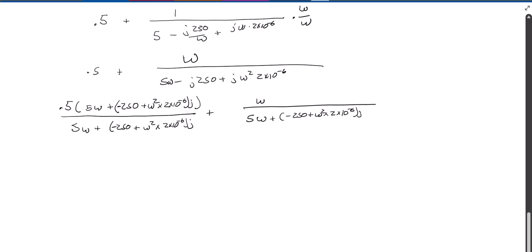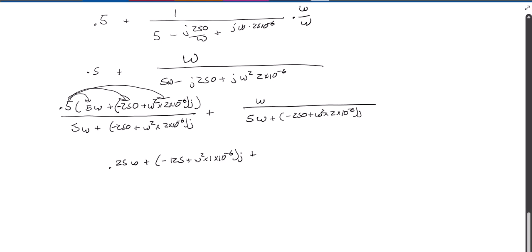Okay, so now when I add these, I'll go ahead and multiply this 0.5 through, and I get 0.25 omega plus negative 125 plus omega squared times 1 times 10 to the negative 6 j. So that was distributing this 0.5.